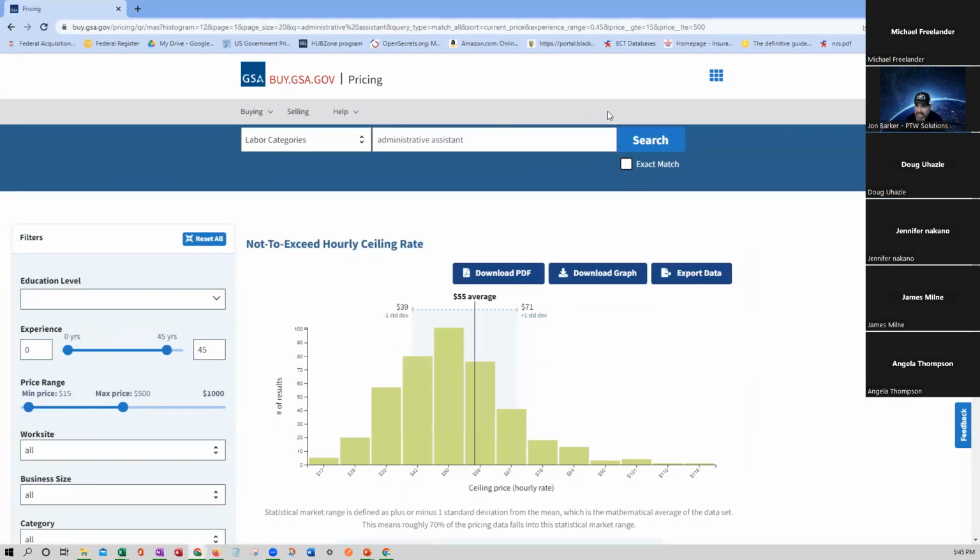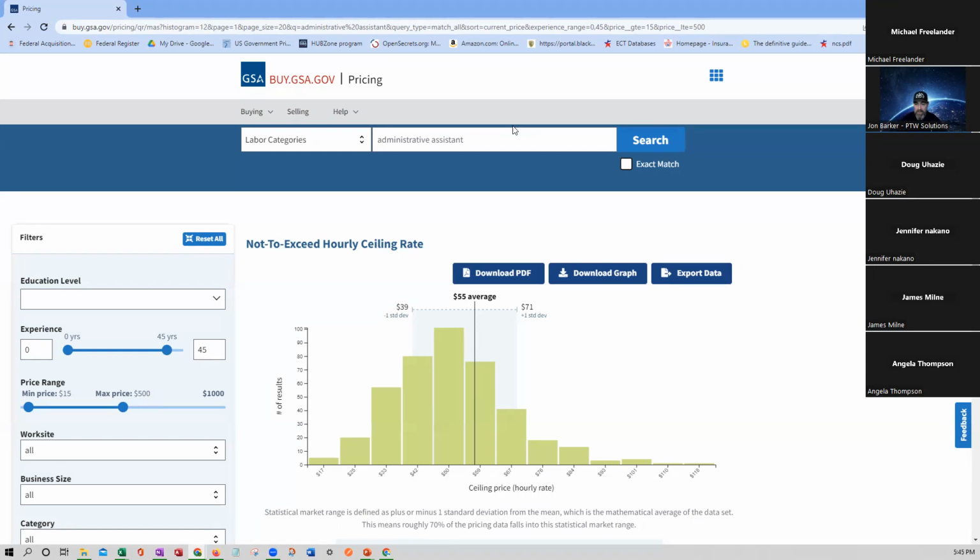One of the beauties about this is I use this to come up with a top end value. When I do price to win, I do it from two different angles. One is top down, one's bottom up. My top down is what's that IGE and how can I get as much to it as I can and put a credible bid out.